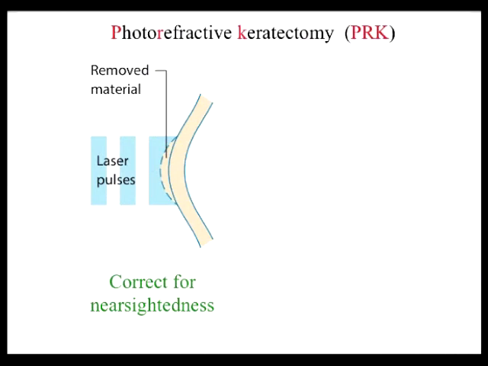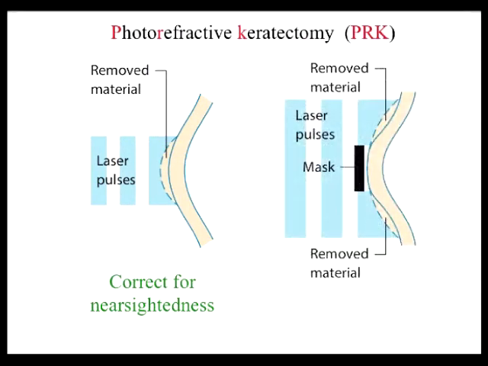On the other hand, if the shape of the cornea is too flat, light rays would come to a focus behind the retina if they could, and farsightedness occurs. In this case, the center of the cornea is masked and the laser is used to remove peripheral tissue. This steepens the shape of the cornea, thereby shortening the eye's effective focal length and allowing rays to be focused on the retina.